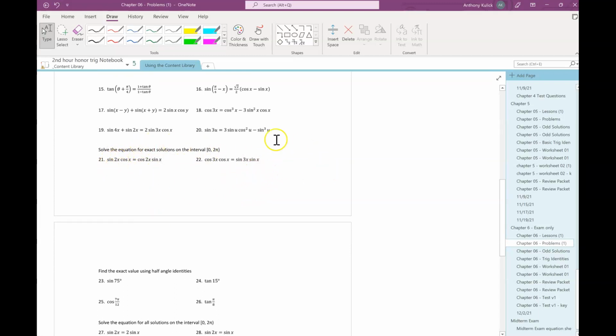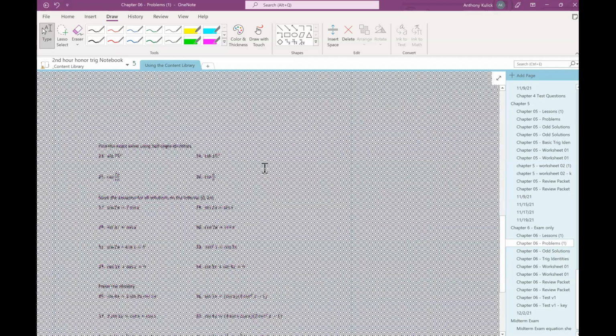We haven't talked about solving yet, so don't worry about those, although you could certainly do them with what you know from last chapter. The trick is to just use the angle sum and difference and double angle formulas to break it down so everything has an x in it, so you don't have to worry about doing some of the tricky stuff we had to do last chapter.